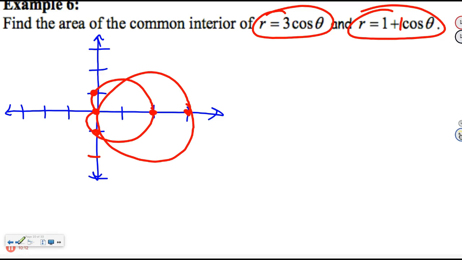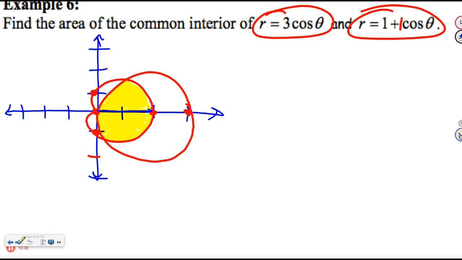Next up, I need to shade in the common interior. Agreed? So it's in both of them, so it should be kind of this football thing in here. I'm going to go shade it and show you the reason College Board always gives you a really big, nice, clear graph. All right. This is what most kids would miss if they weren't handed the graph.